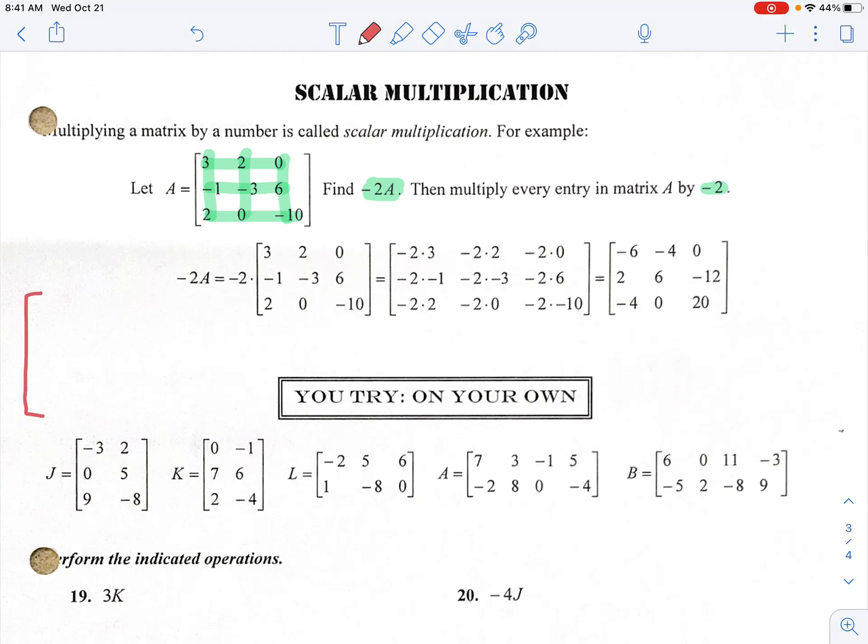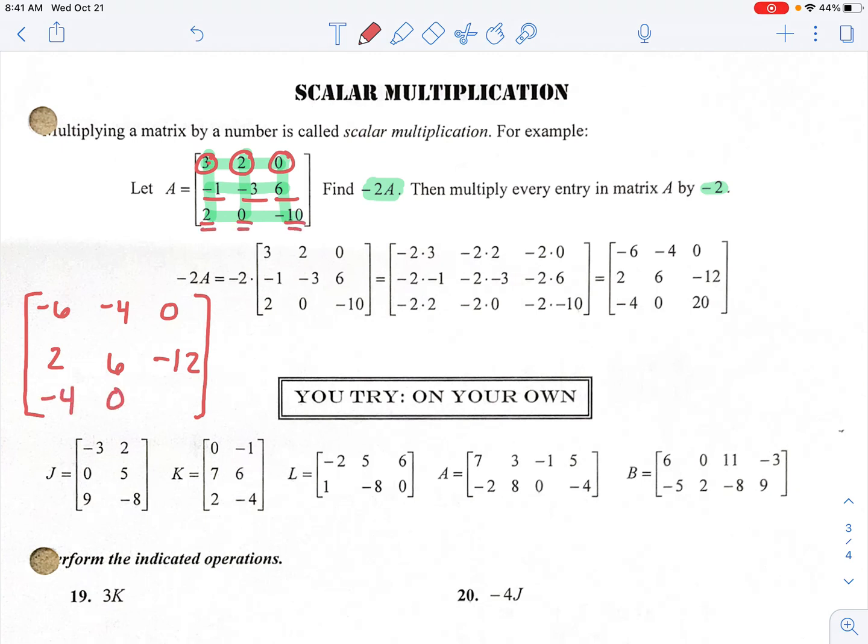If I do this without looking at the stuff down here, I know I'm going to end up with a 3 by 3 matrix still, and I multiply every number in there by -2. So 3 times -2 is -6. 2 times -2 is -4. 0 times -2 is 0. -1 times -2 is 2. -3 times -2 is 6. And 6 times -2 is -12.